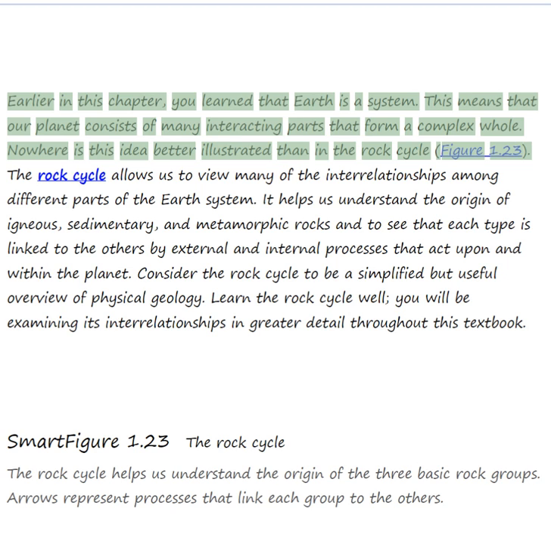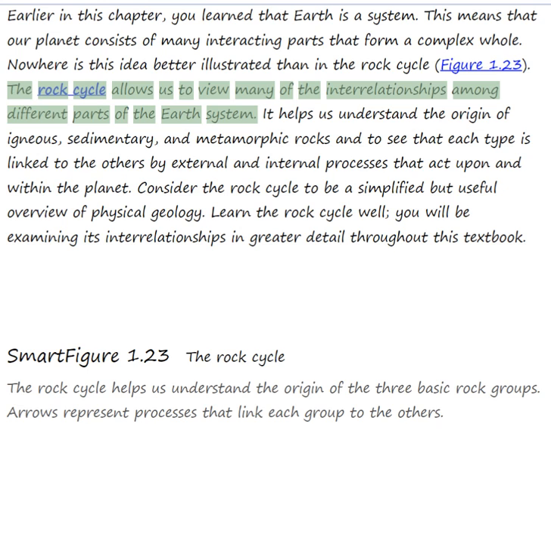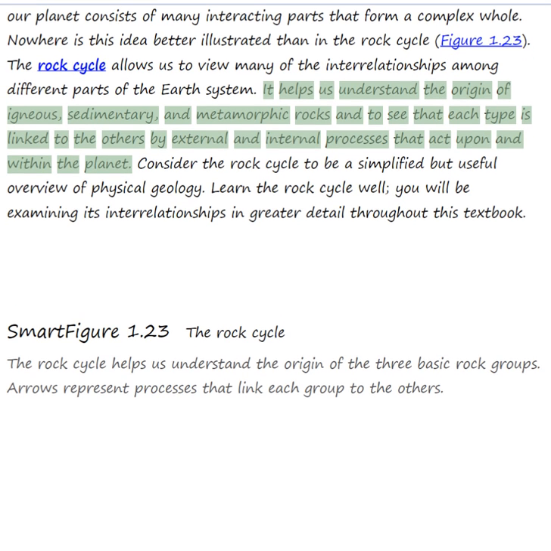Earlier in this chapter, you learned that Earth is a system. This means that our planet consists of many interacting parts that form a complex whole. Nowhere is this idea better illustrated than in the rock cycle. The rock cycle allows us to view many of the interrelationships among different parts of the Earth system. It helps us understand the origin of igneous, sedimentary, and metamorphic rocks and to see that each type is linked to the others by external and internal processes that act upon and within the planet.